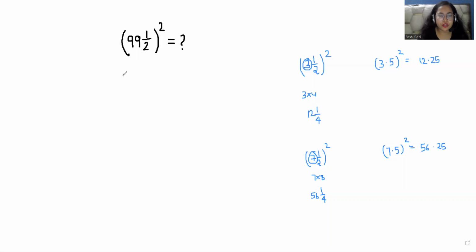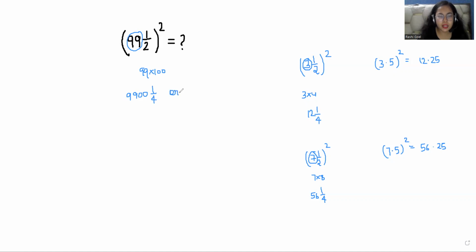Now coming to our question. So what we have to do, 99 is given. So what is the next number after 99? That is 100. So 99 times 100 is 9,900, and the square of 1 by 2 is 1 by 4.